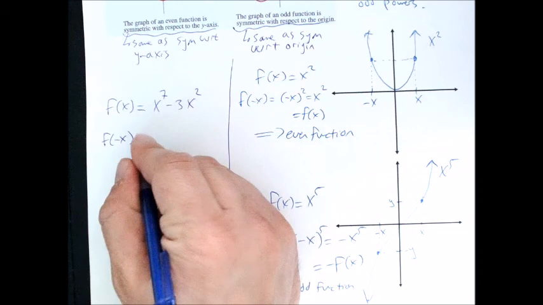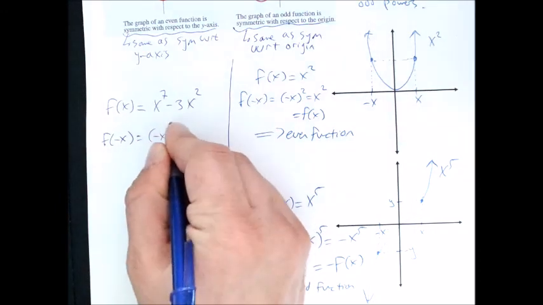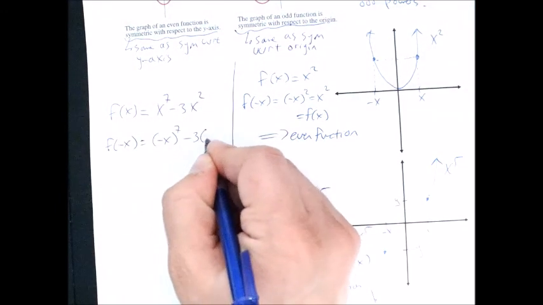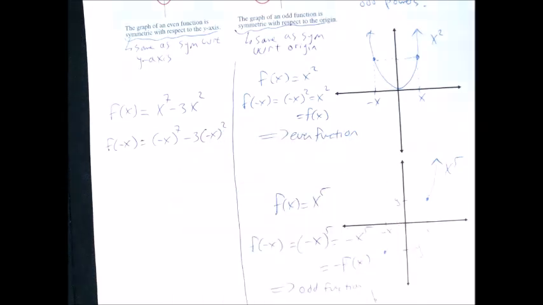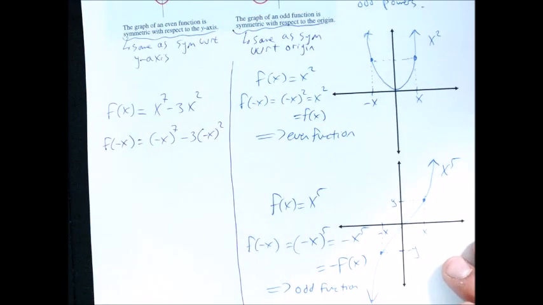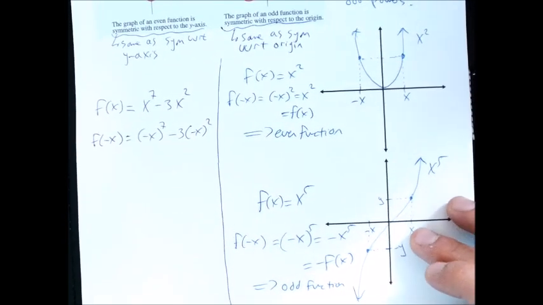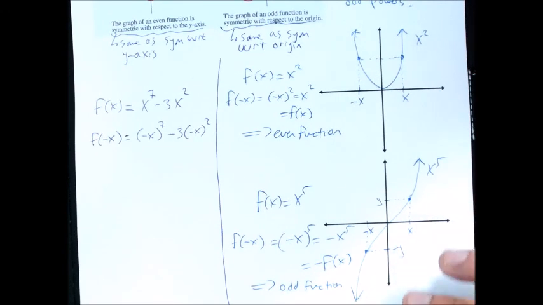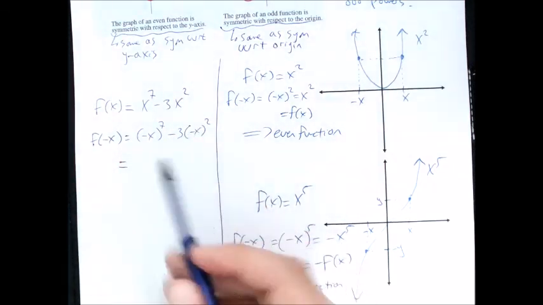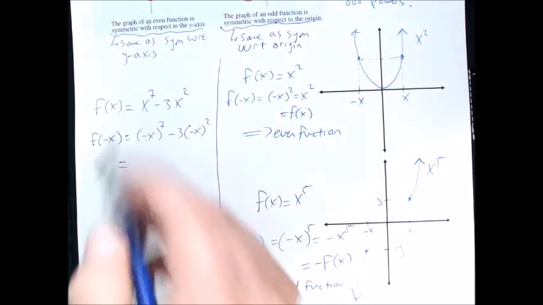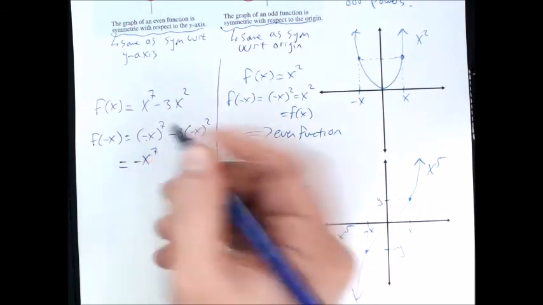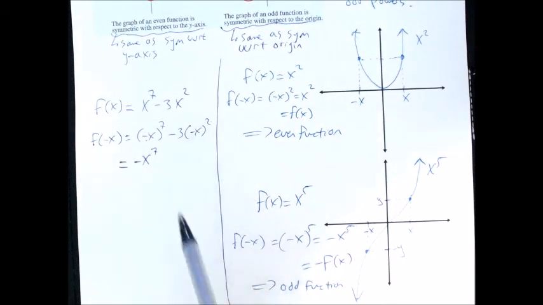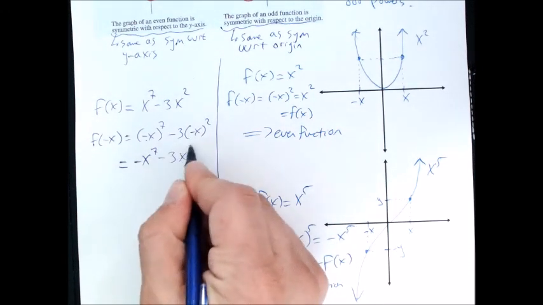So just to be clear, when you do that, you end up with this: minus x to the seventh minus 3 times minus x squared. And what's the takeaway here? What happens? Yeah, one of them changes. The first one, you raise a negative to an odd power and it stays negative. But when you raise the negative to the even power in the other one, it becomes positive.